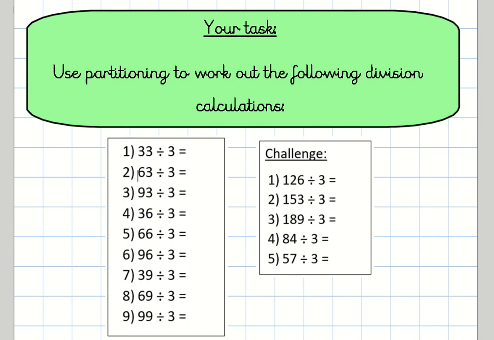So your work for today is you've got these first 9 questions where you're going to use partitioning to work them out, and you're going to be partitioning them into the 10s and the 1s. If you're happy with that, then you can have a go at the challenge. And the challenge is when you need to partition them slightly differently. You need to look at what numbers you recognise being in the 3 times tables and think how to partition them that way. If you're finding it a bit too tricky, then don't worry. I just want you to try your very hardest.